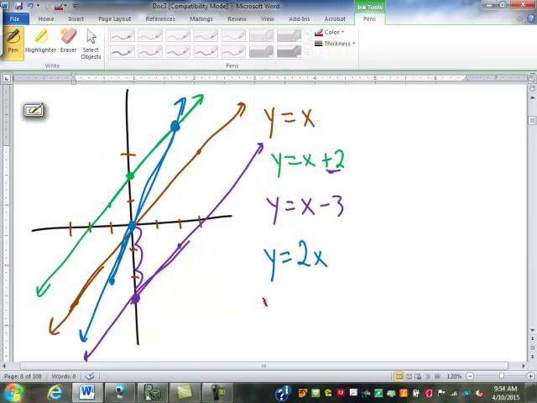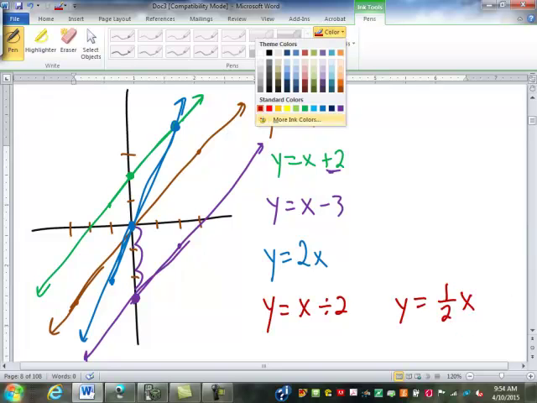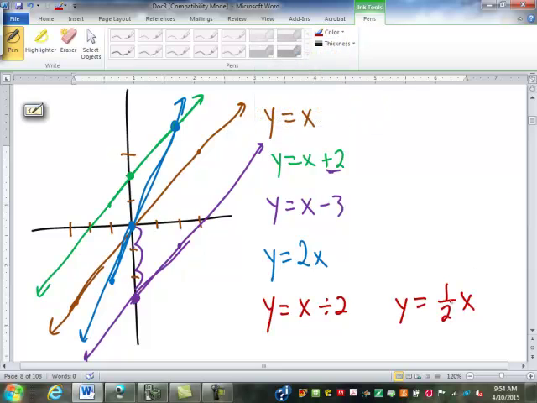Well, with that in mind, what would happen if we did this, x divided by 2? Now, in algebra, what we tend to do is instead of dividing, we tend to multiply by 1/2. So instead of saying x divided by 2, most of the time we'd say y equals 1/2 times x, like that. What do you think that's going to do? Multiplying by 2 made it steeper. Dividing by 2 or multiplying by 1/2 is probably going to make it shallower.